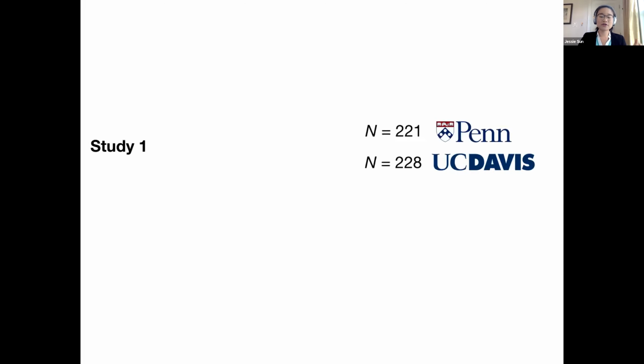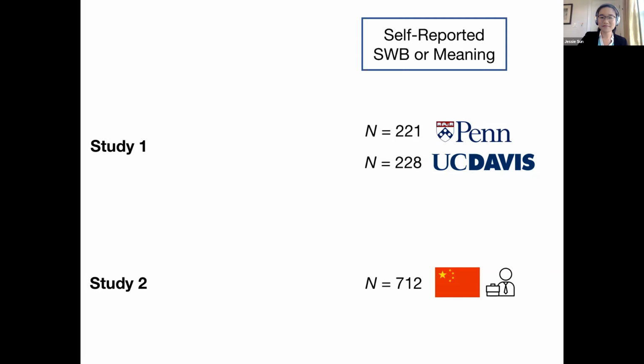In study one, we have two samples of college students from Penn and UC Davis. And in study two, we have 712 employees from the R&D division of a Chinese company. We had these participants self-report their own subjective well-being as well as their meaning in life, because it could be possible that moral people aren't necessarily happier, but they have greater meaning in life.